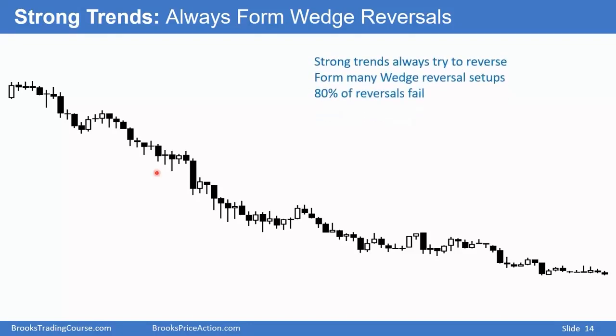There's just no significant buying pressure. A little bull bar here, a little bull bar there. Remember my 80% rule. 80% of reversal attempts in a strong trend will fail, and the trend will continue. 3 pushes down, 1, 2, 3, wedge bull flag.